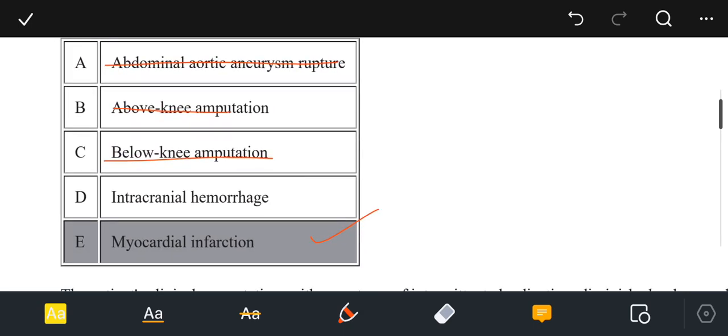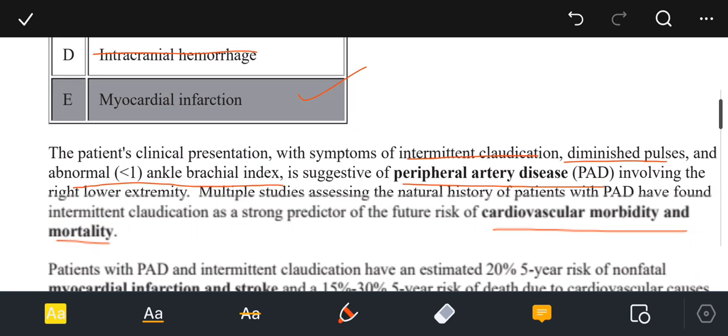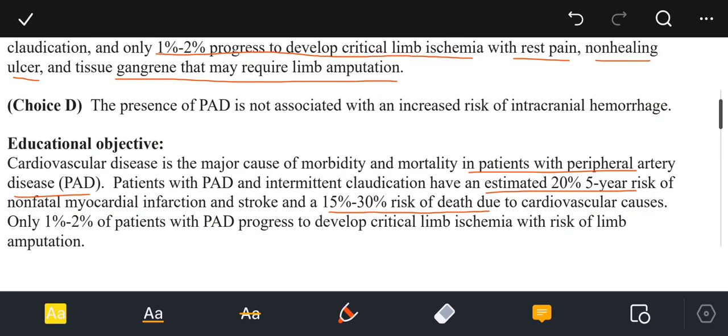The choice delta, that is intracranial hemorrhage. This is not the option of choice because the presence of peripheral artery disease is not associated with an increased risk of intracranial hemorrhage.